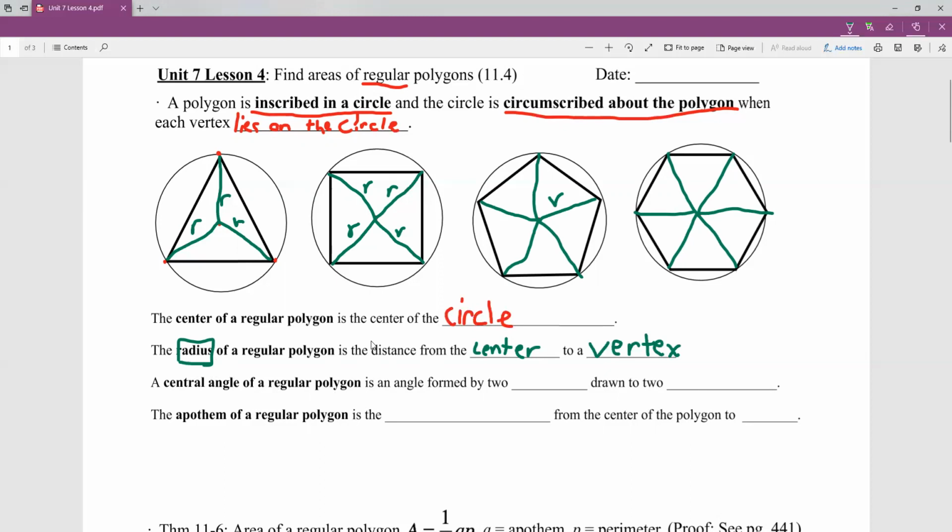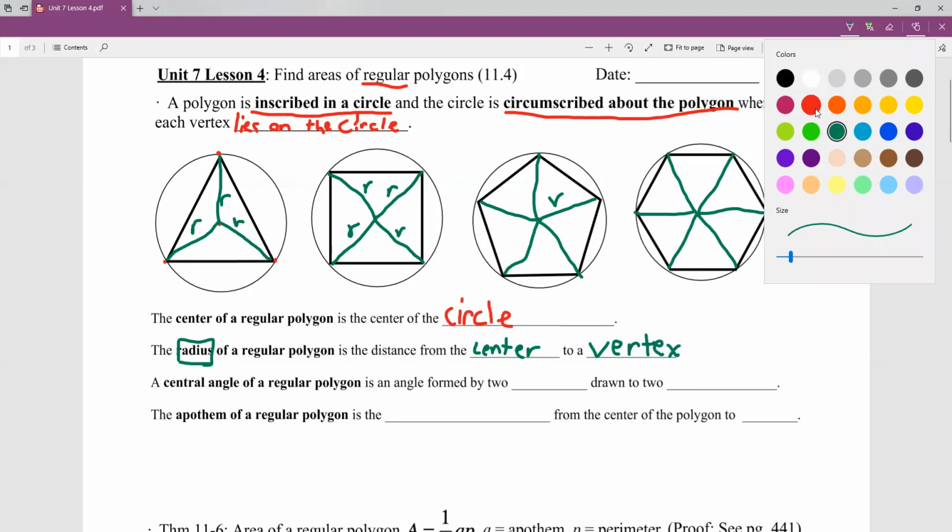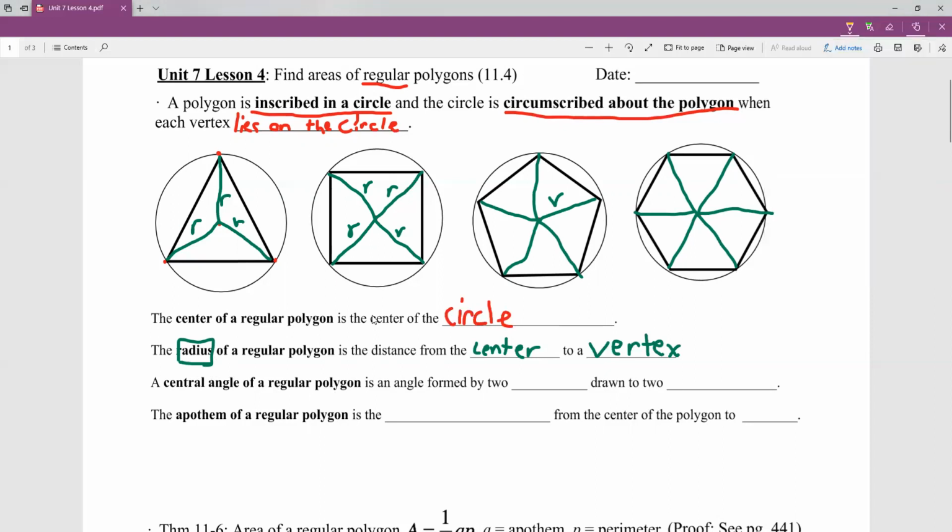From the radius, we are able to come up with a central angle. The central angle is just the angle formed by 2 radii drawn to two vertices. Basically it's the angle formed between each of these radii. The central angle of a regular polygon is formed by two radii drawn to two vertices.